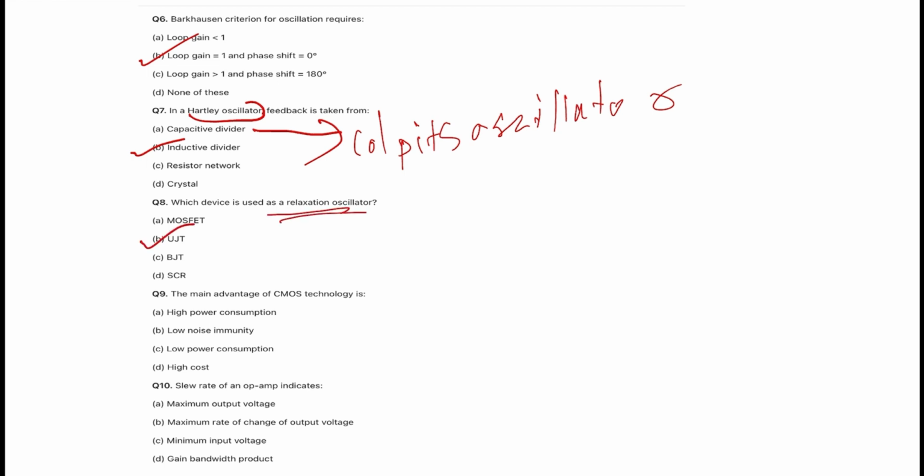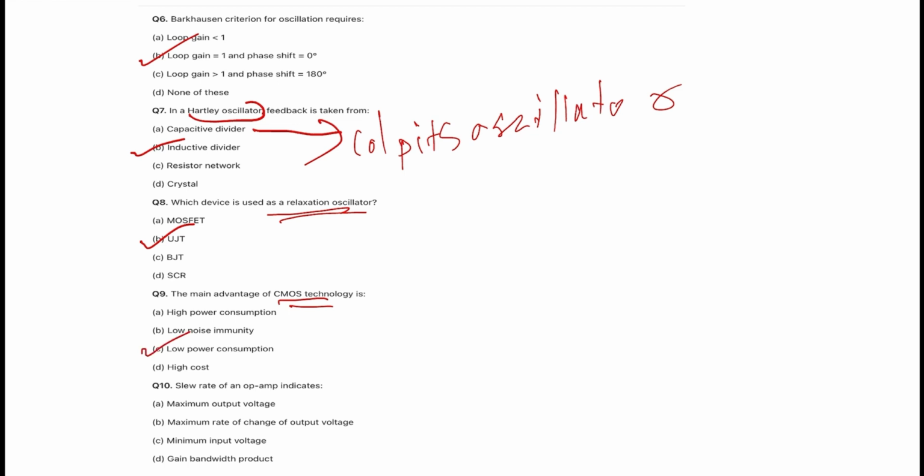The main advantage of CMOS technology is: A, high power consumption, B, low noise immunity, C, low power consumption, D, high cost. We know that CMOS technology has low power consumption.